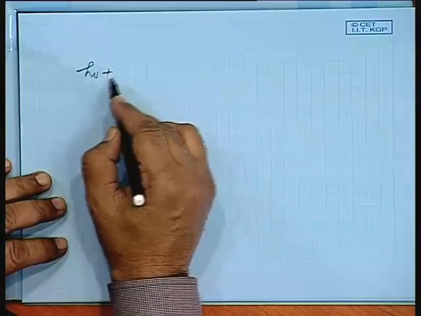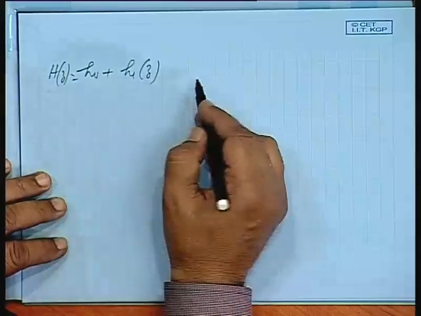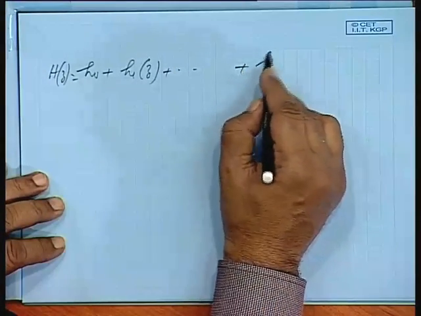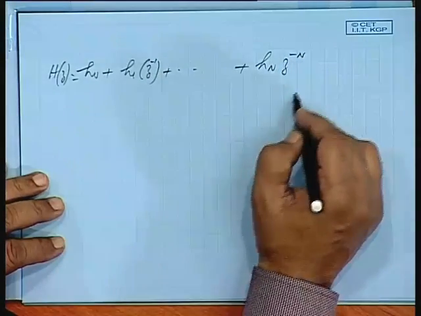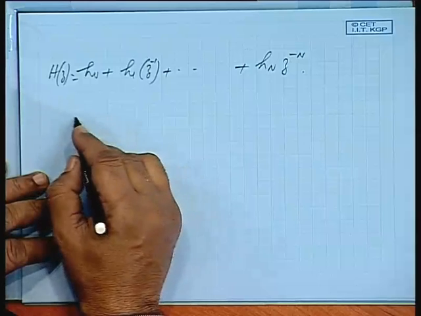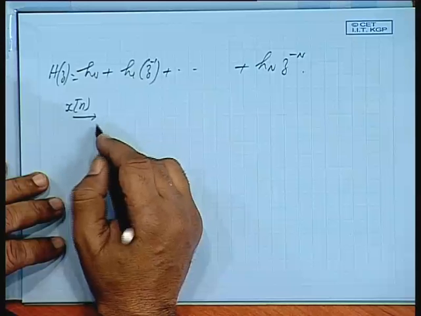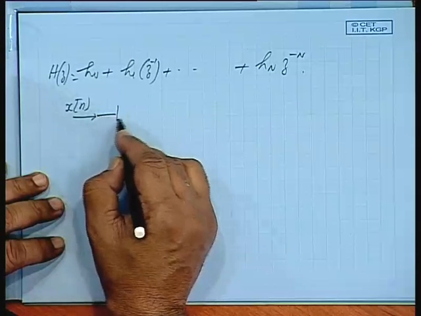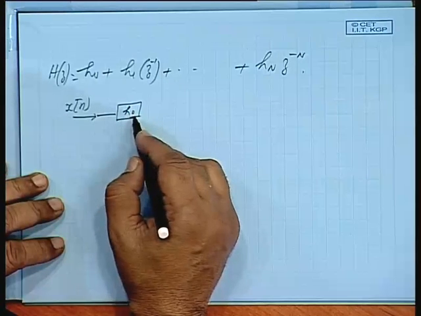Now, how do you realize it, say, how do you write software or even hardware? You have got H0 plus H1 Z inverse. Let us once again come back to a general filter function like this, H N Z to the power minus 1, Z to the minus N. I can give an input x n, multiplied by H0, just a constant.